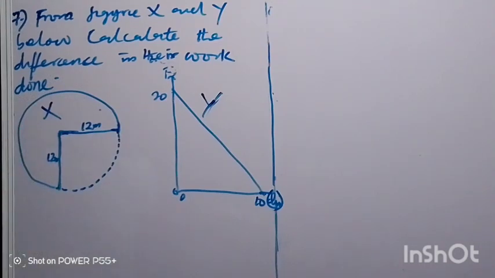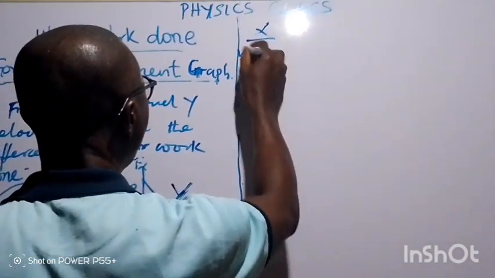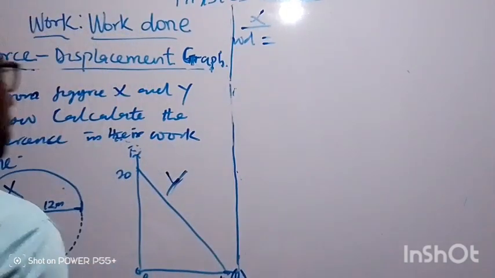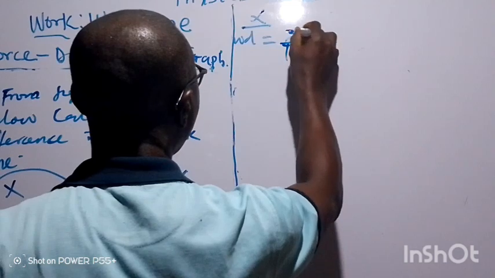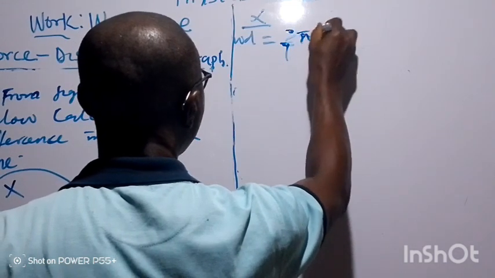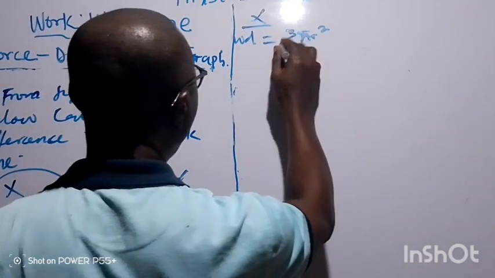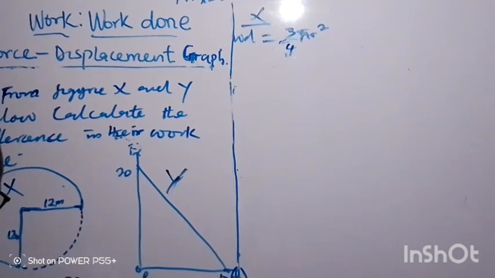So you can now say the work done for X will be equal to, if this one is 3/4 of a circle, 3/4 pi r squared. That will be the formula, since we said the area bounded by the force displacement is the work done. So that's 3/4 pi r squared. And don't forget, our pi remains the same, that's 22/7.